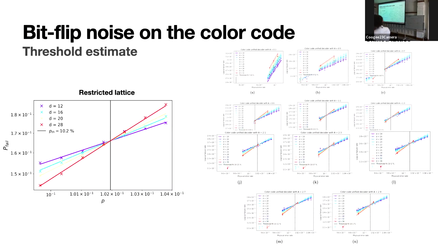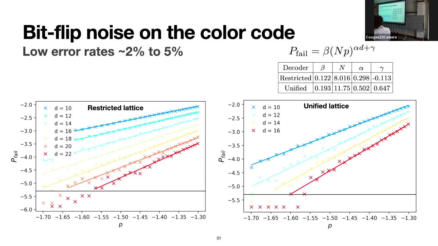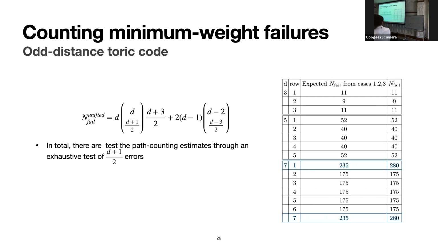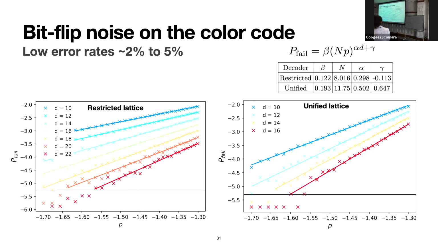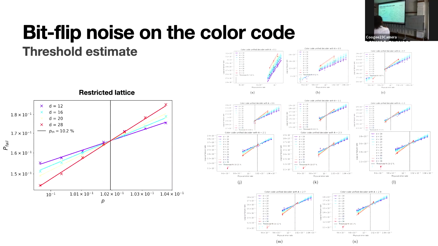the normal restricted decoder. And then threshold estimate, again, small sizes, not much data, but the restricted decoder recovers 10.2%. And in the unified lattice case, we don't get an improvement. So I tried varying the weights A and B in the matching graph. For this one, for example, I varied them for both color code and toric code. We couldn't get an improvement, but it looks like we can get up to the same threshold as the restricted decoder. So there's that.